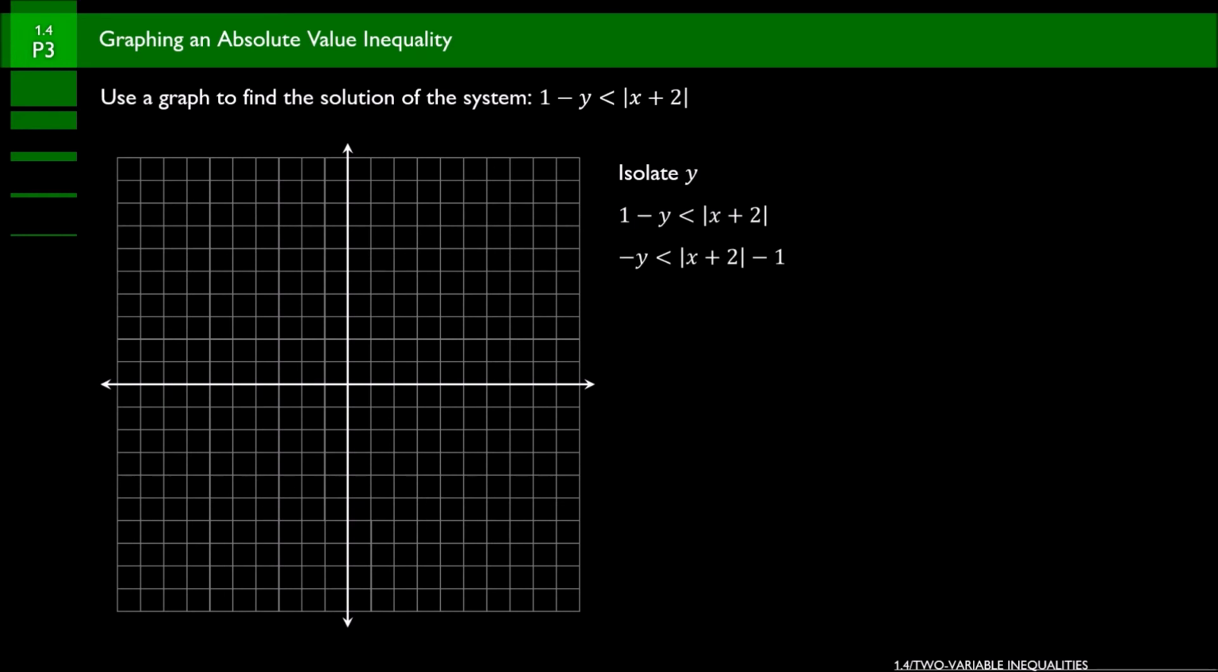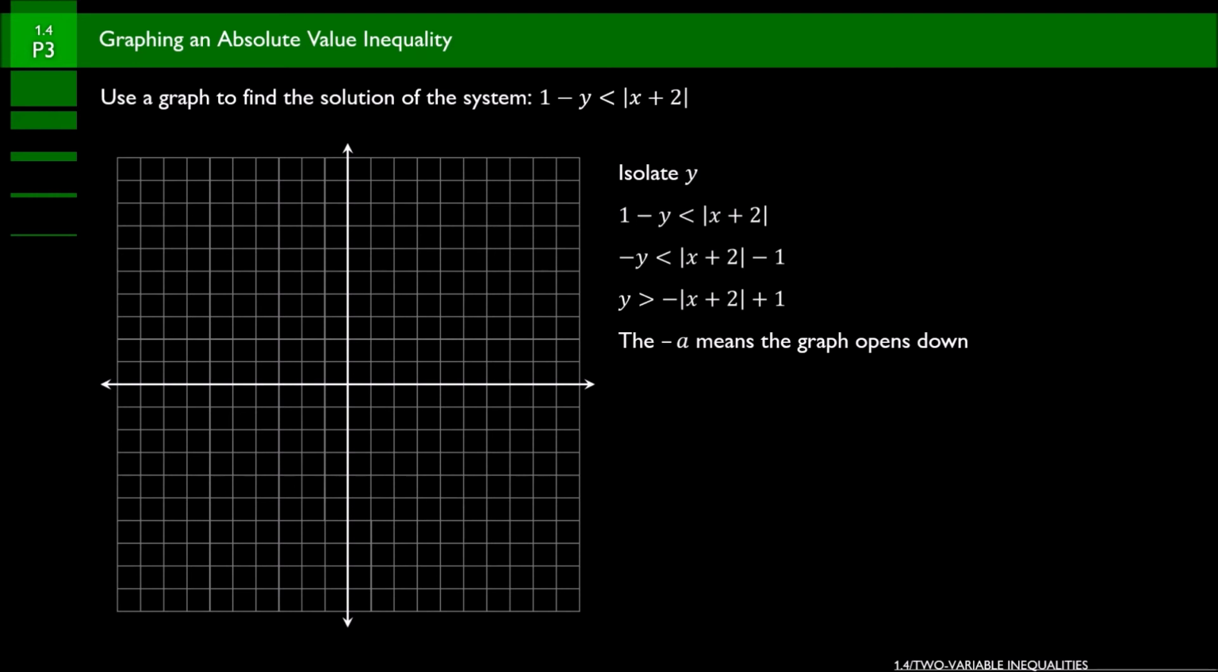We have to divide out a negative 1 from both sides. So that's going to leave us with y. Don't forget to flip your sign. Since we're dividing by a negative, the sign goes from less than to greater than. So y is greater than negative absolute value of x plus 2 plus 1. Now the negative a means that our graph is going to open down.